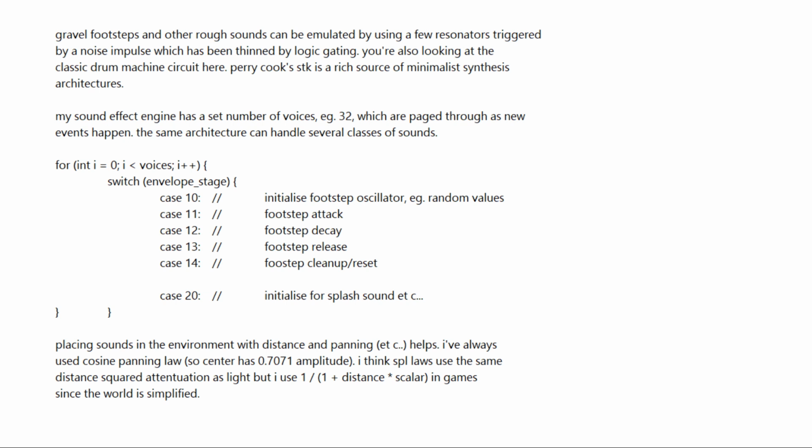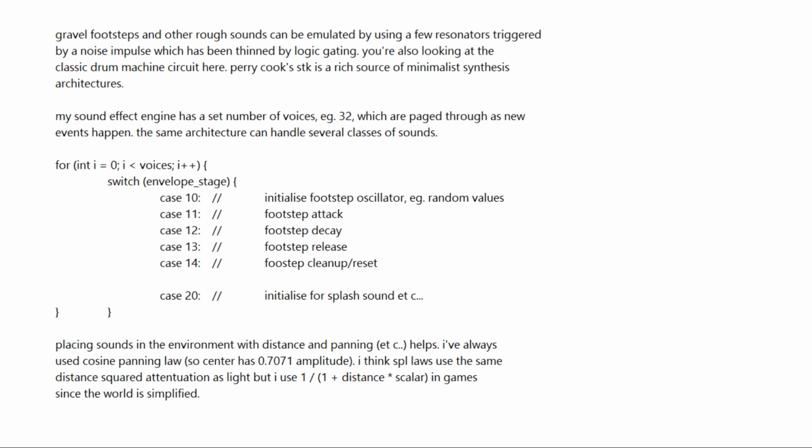You are also looking at the classic drum machine circuit here. Perry Cook's STK is a rich source of minimalist synthesis architectures. My sound effect engine has a set number of voices, for example, 32, which are paged through as new events happen. The same architecture can handle several classes of sounds.